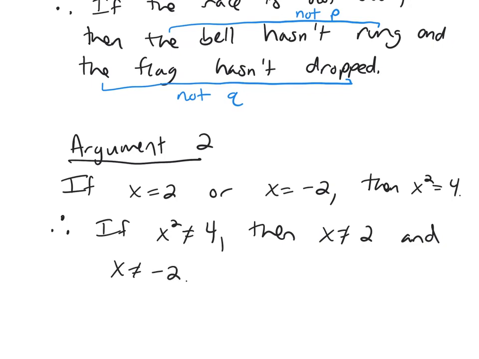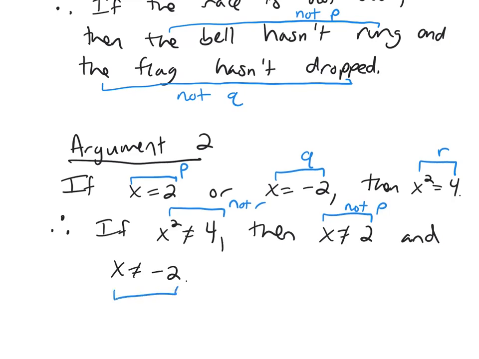So again, let's use some symbols for these statements here, some variables. So let's say x equals 2, that's going to be P. Q will be x equals negative 2. And let's use R for x squared equals 4. Well, then this would say if x squared is not equal to 4, which would be not R, then not P, and not Q.